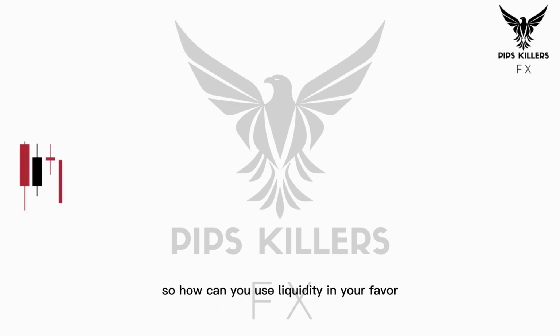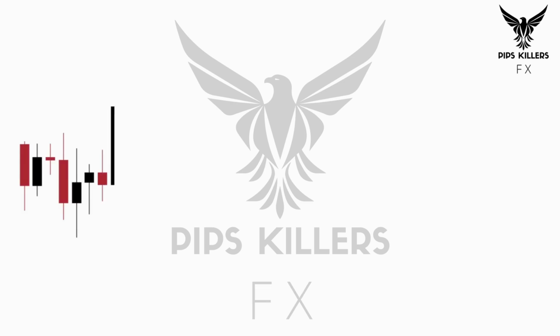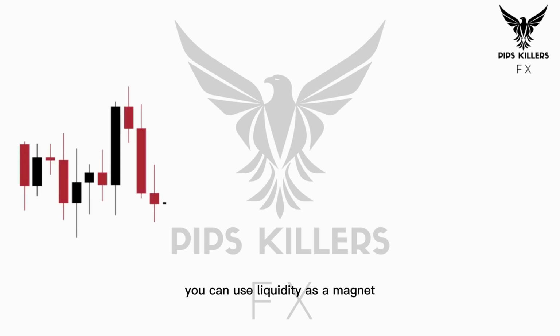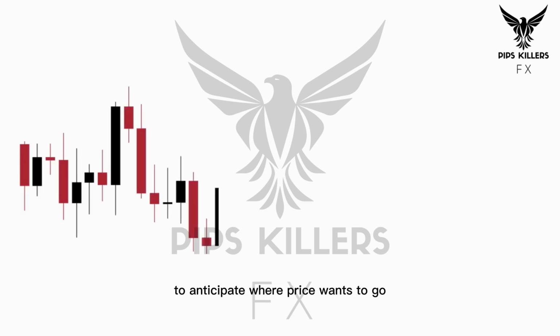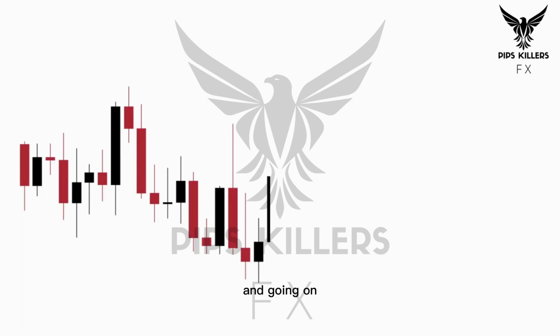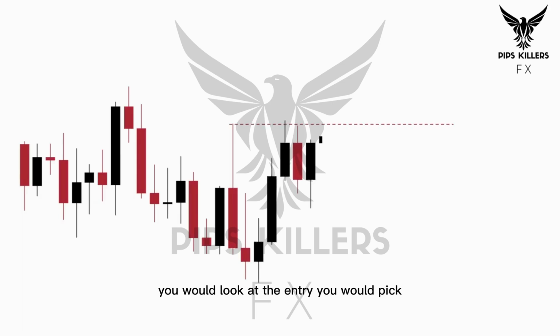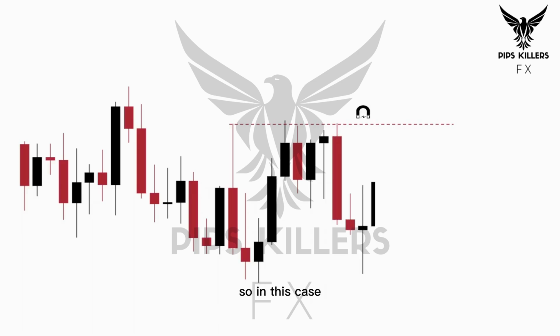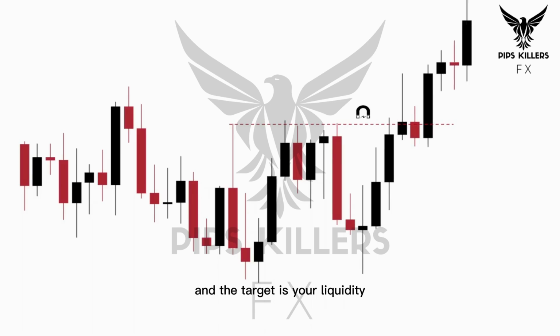So how can you use liquidity in your favor? You can use liquidity as a magnet to anticipate where price wants to go. And going on based off that, you would look at the entry you would pick. So in this case, you can see price moving from a demand level, and the target is your liquidity.